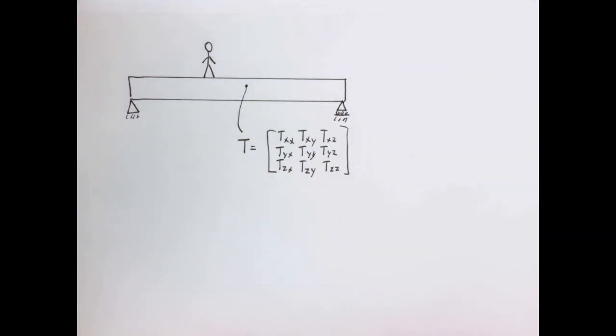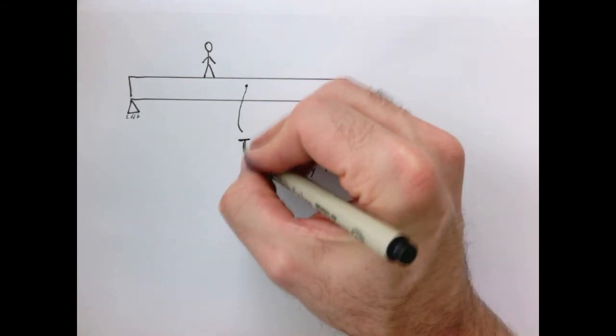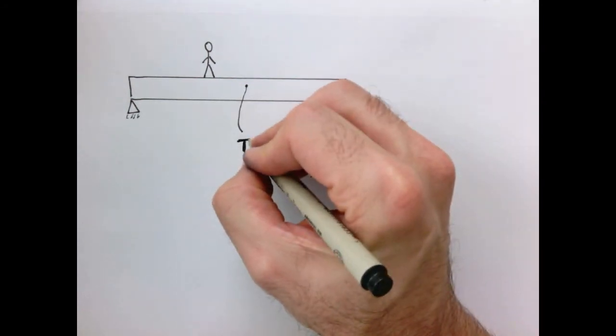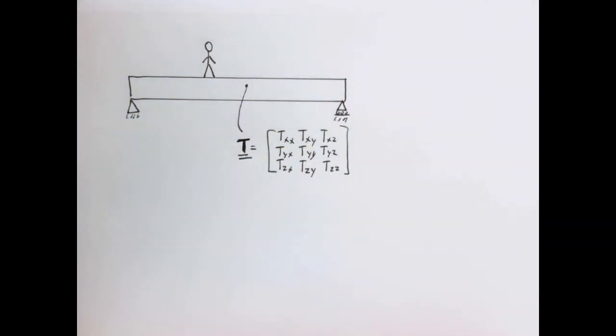Now, just as a notational thing, if I were typing, I would normally use a boldface capital letter to denote a tensor. So I'd write this in bold. It's a little hard to do that when you're writing on paper. So sometimes what I'll do is put two lines underneath it to denote that it's a tensor.